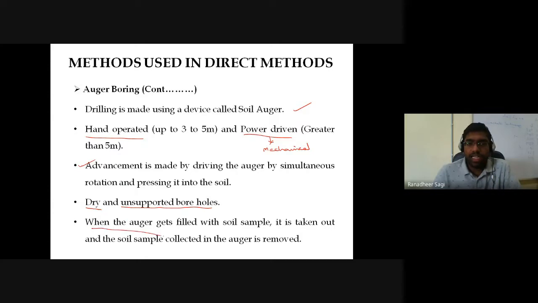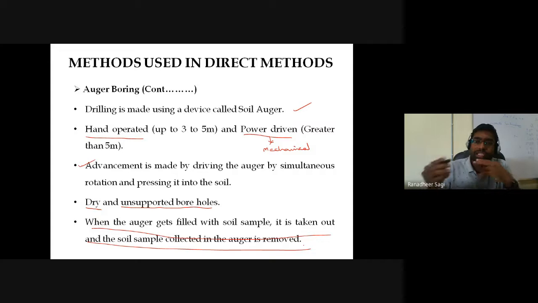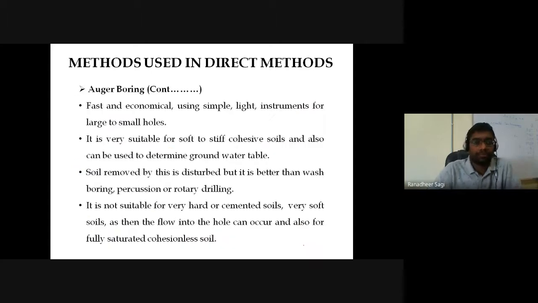When the auger gets filled with soil sample, it is taken out, and the soil sample collected in the auger is removed and subsequently taken to the lab for carrying out the required tests on the sample collected from the required depth. It is relatively fast and economical. It is said to be fast only up to certain depths. Beyond that, if you are going further, it would obviously take time for continuing the augering process till the required depth of the borehole is achieved.